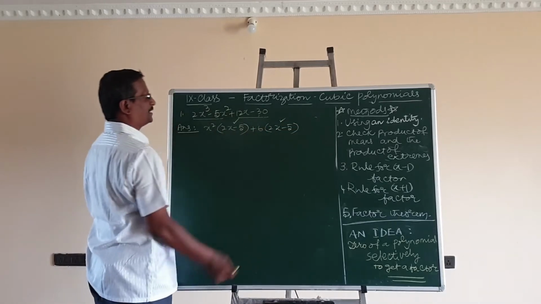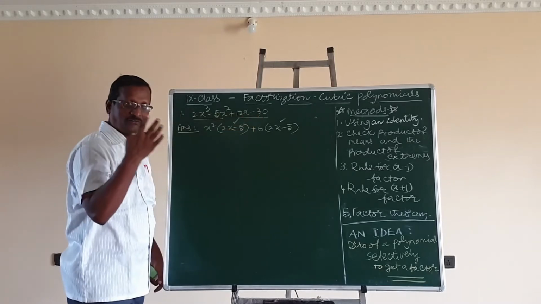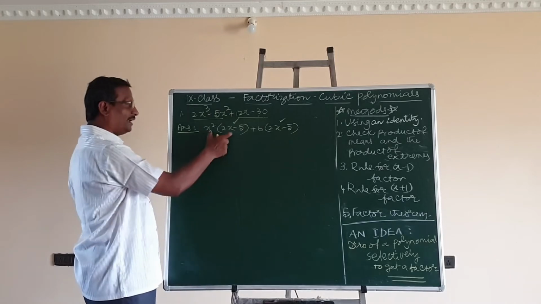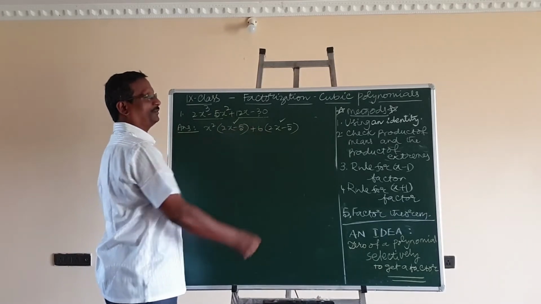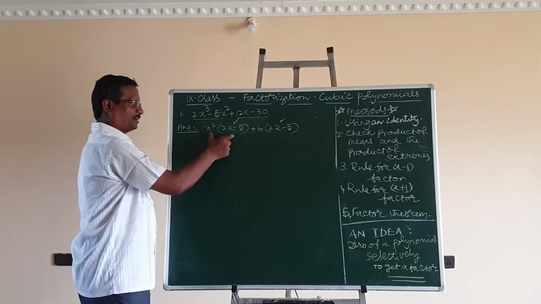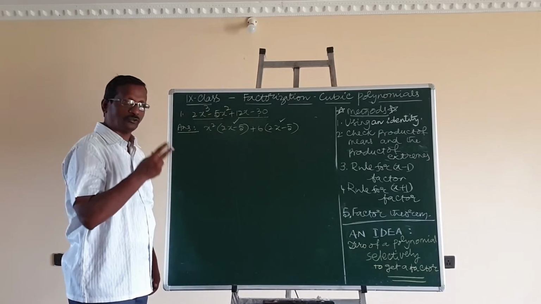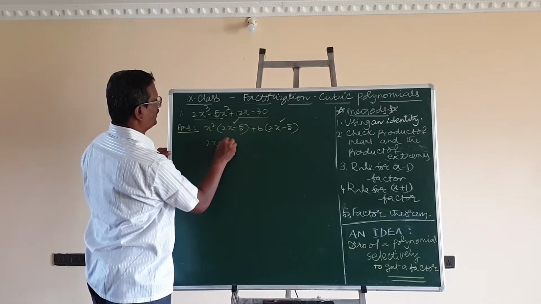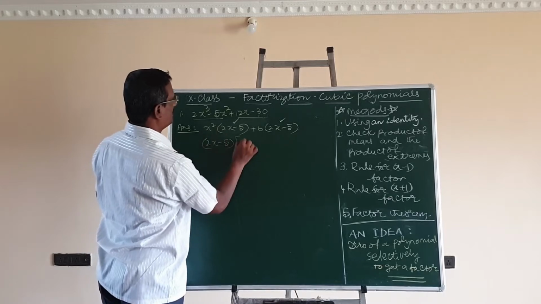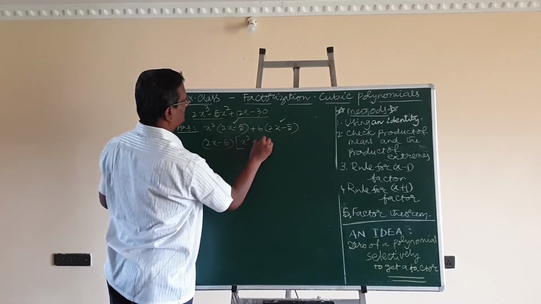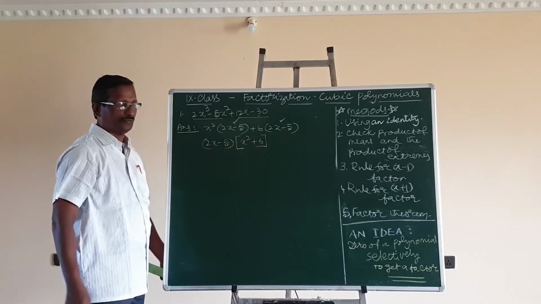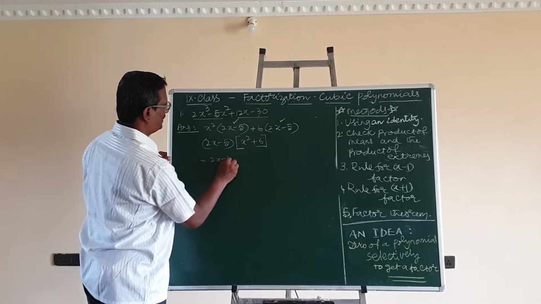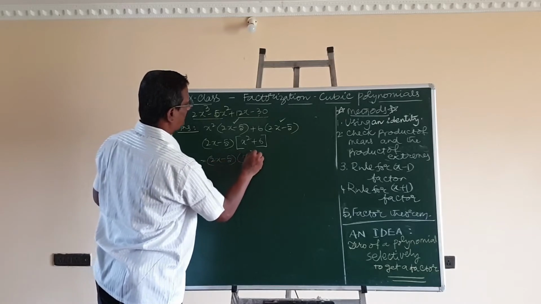When you make use of this principle, the polynomial containing 4 terms, after taking the first stage of the common factors, has come to the form of two products, product number 1 and product number 2. In these two products we have a common factor 2x minus 5. On taking this 2x minus 5 common, left out here it is x square, left out here it is 6. These two are the two factors. Or we can also rewrite this as 2x minus 5 into x square plus 6.